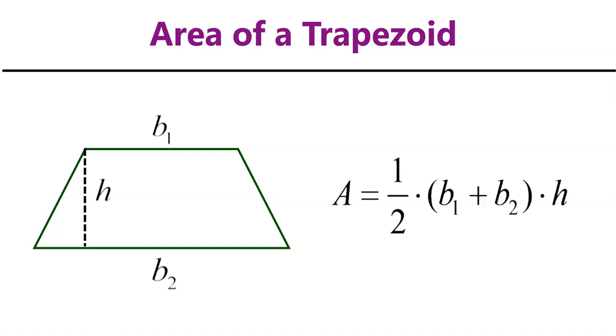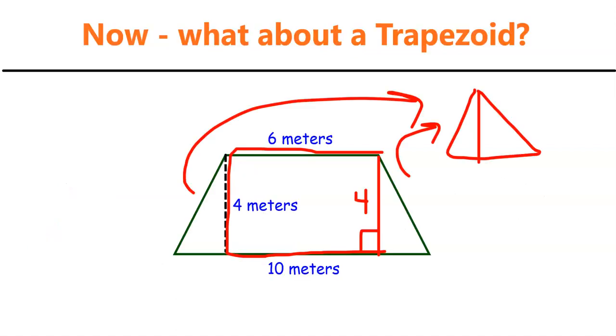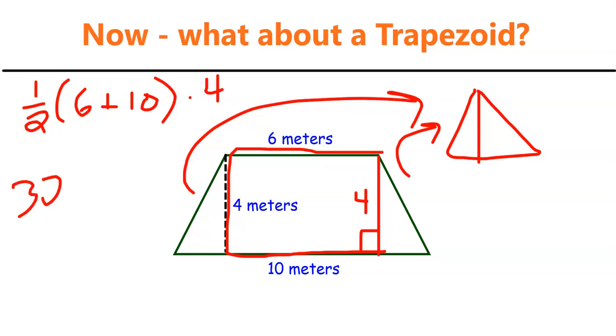So if we go back to that first trapezoid, now armed with this area formula, we have 1/2 the sum of the bases, which is 6 plus 10, times the height, which is 4, all divided by 2. 6 plus 10 is 16. 16 times 4 is 64, divided by 2 is 32 square meters.